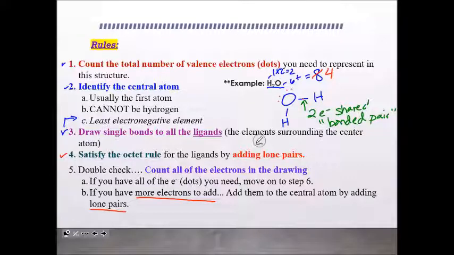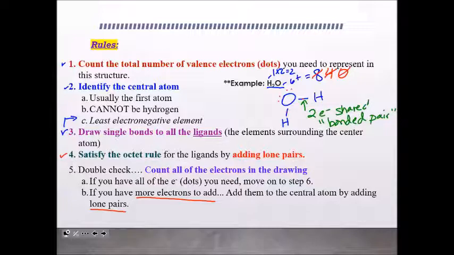So, there goes my 4 extra. I added them to the central atom. Now I'm down to 0, which is good. The next thing I need to do is look to see if everything is satisfied. Do the hydrogens have 2? Does the oxygen have 8?